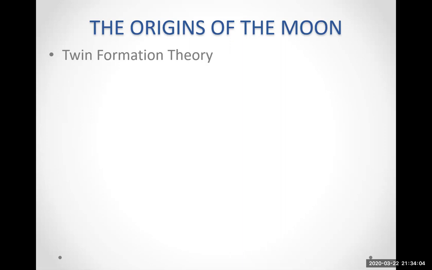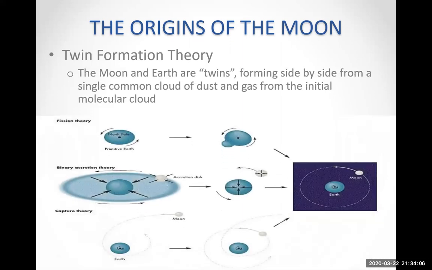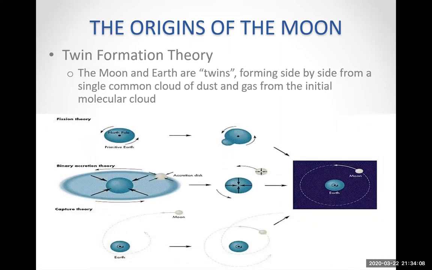So that's what's happening in this theory: the moon and the Earth are twins. They're forming in the same womb, the same common cloud of gas and dust from the initial molecular cloud that everything is being born from. In this picture right here, it's called the binary accretion theory. Binary because there are two objects, accretion because we have gravity coalescing into a single object.